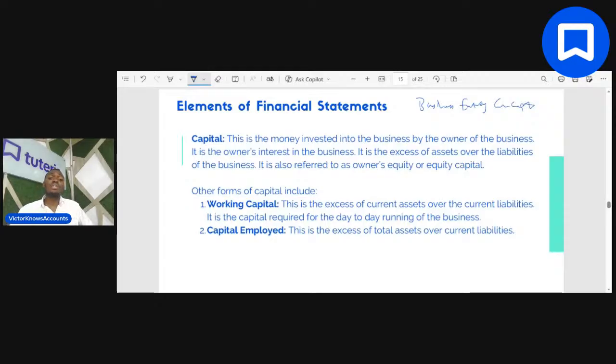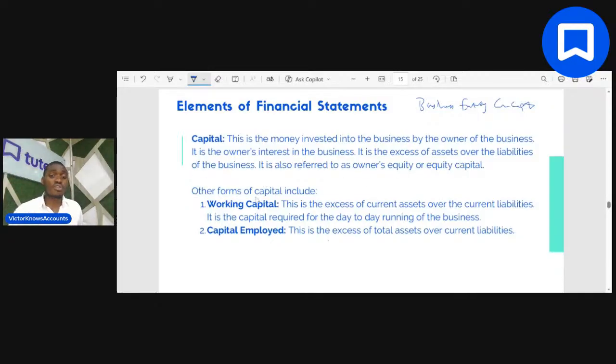So while liability is a claim against the asset of an organization by outsiders, capital is like a claim against the asset of the business by the owner of the business. Do you understand that? So that's why it's called owner's equity, or equity capital. So it is the essence of assets over liabilities.